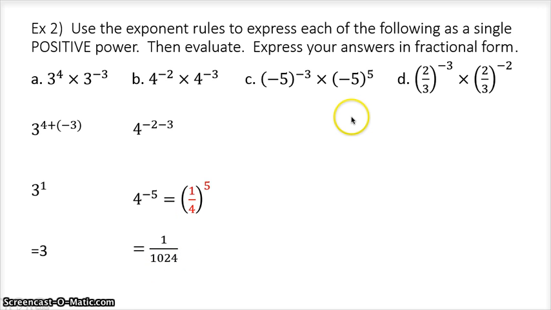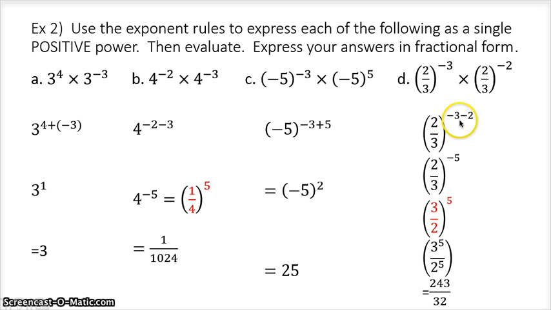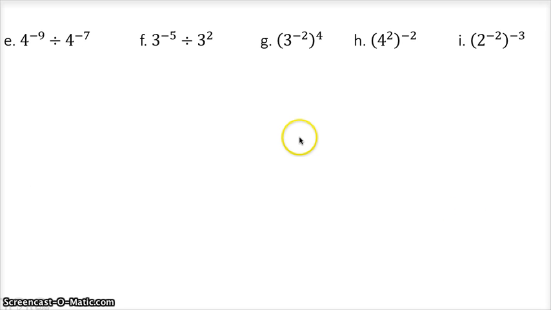Okay, next question. Negative 5 to the negative 3 times negative 5 to the 5, adding your exponents again, so negative 5 squared, and then evaluating negative 5 times negative 5 gives you a positive 25. And the last one on the first row, 2/3 multiplication again, adding the exponents, so we get to the negative 5th, flip to the 5th, so 3 to the 5th over 2 to the 5th, so 243 over 32. All right, so now we have a few more examples. Try these again, pause the video, and then come back when you're ready.